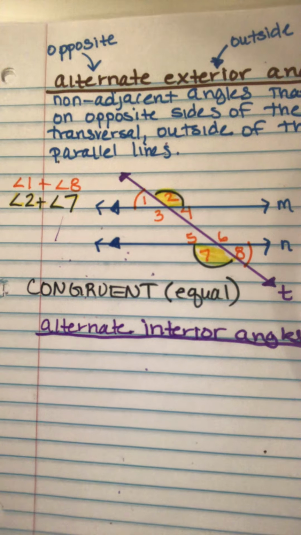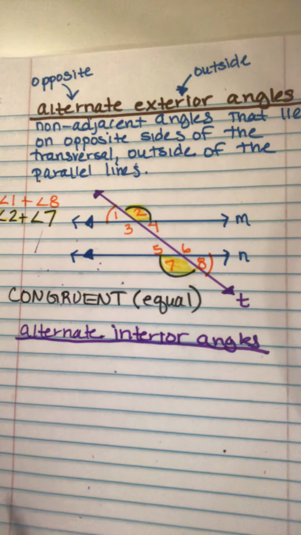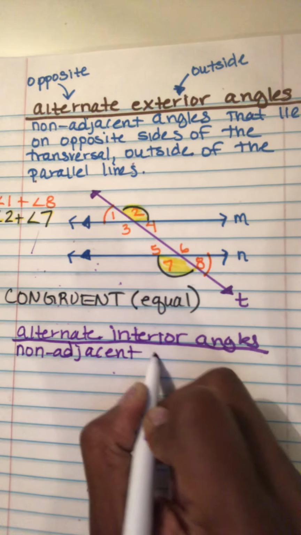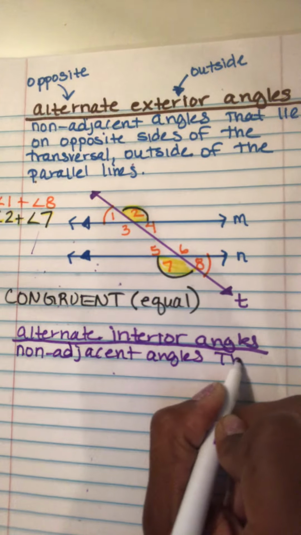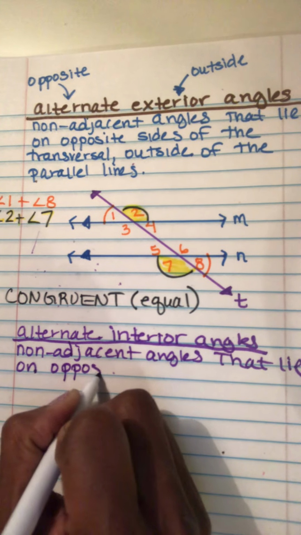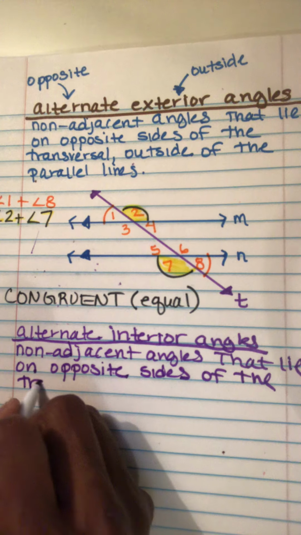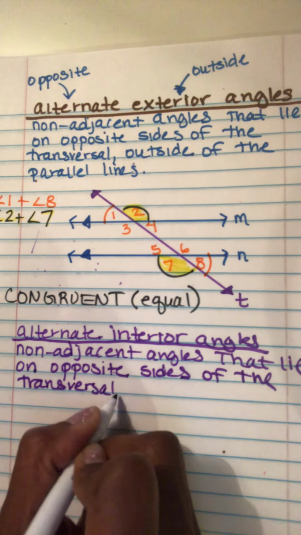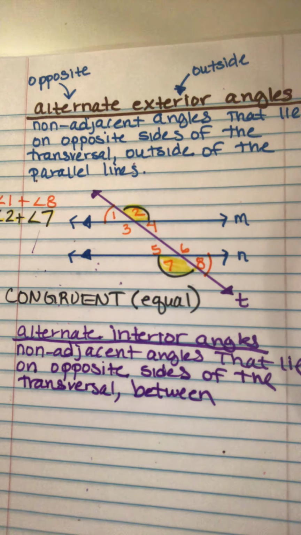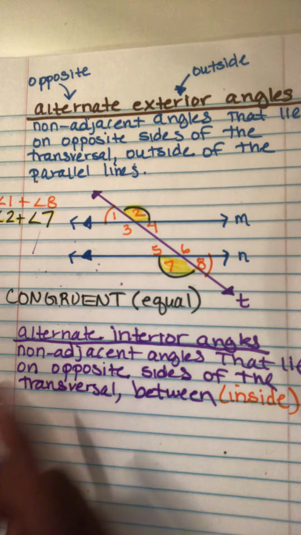Let me zoom out some more. Okay, so here we go. They're going to be non-adjacent, which means they're not going to be next to each other, that lie on opposite sides of the transversal, but they're between, and I'm going to put in parentheses, inside. They're between, inside the parallel lines.